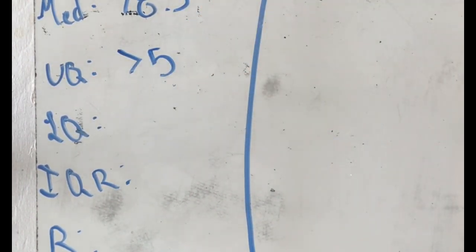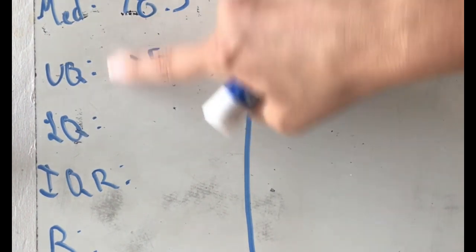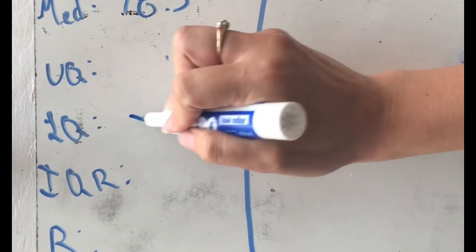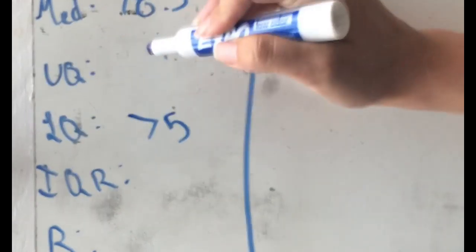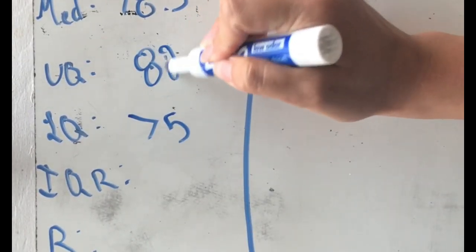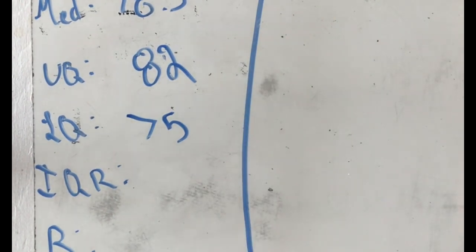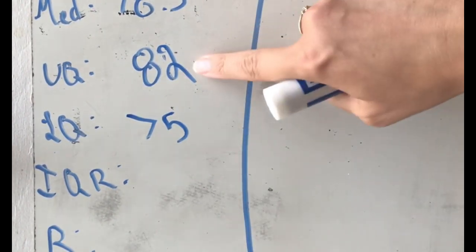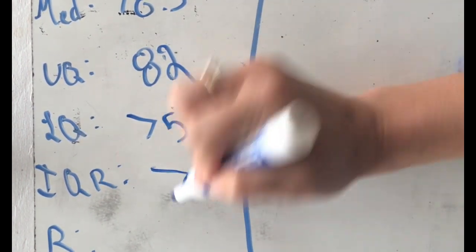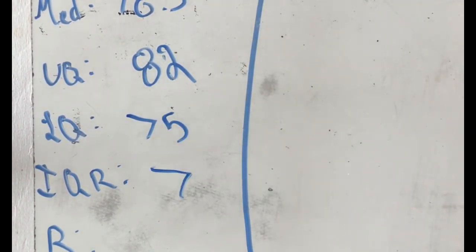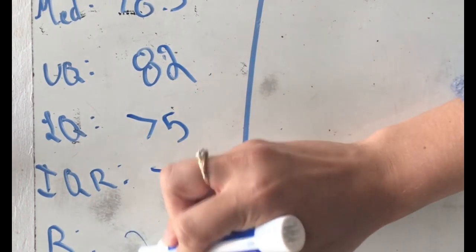When I looked for my, oops, I'm out of order. That was my lower quartile. My upper quartile, I did the same thing, but with the upper numbers, and it was 82. And my interquartile range is 82 minus 75, which gave me 7. And my range was 24.